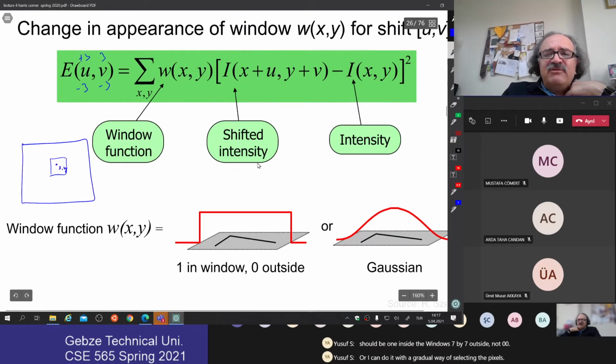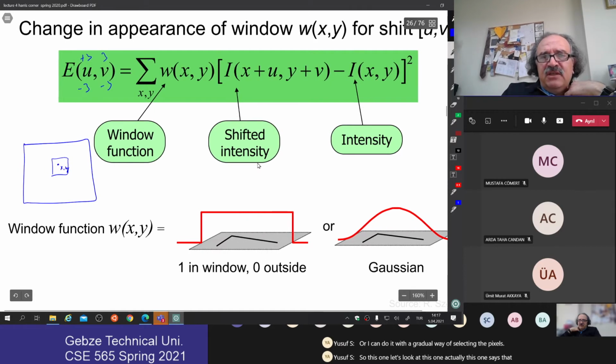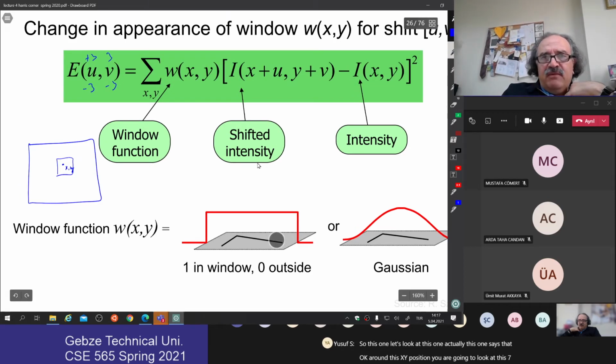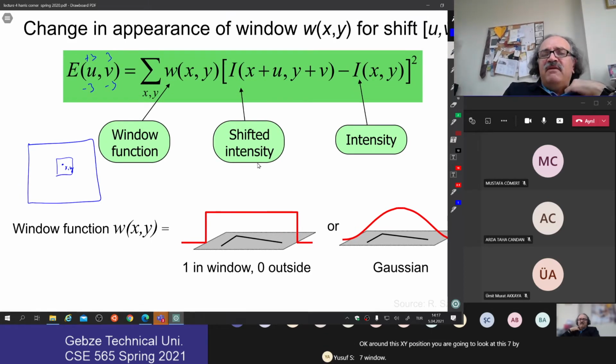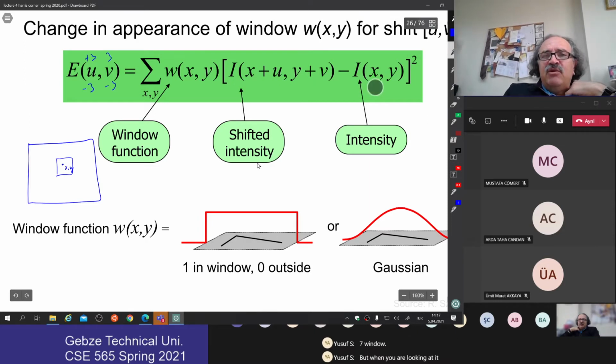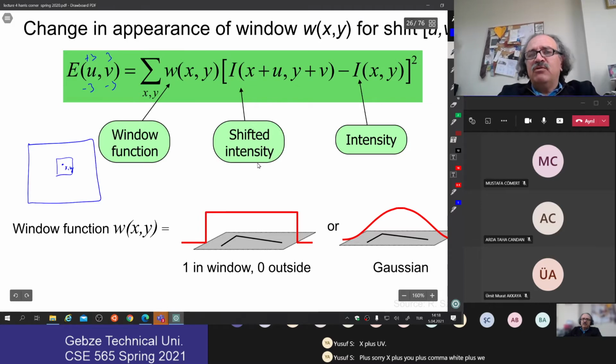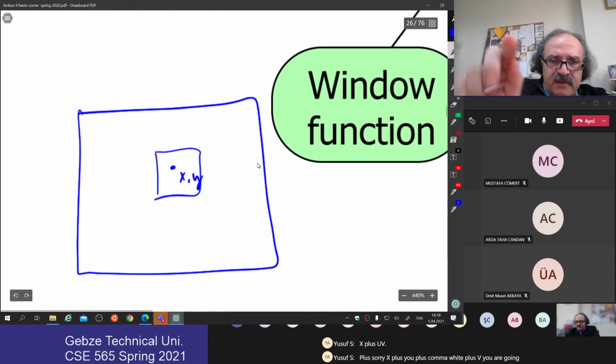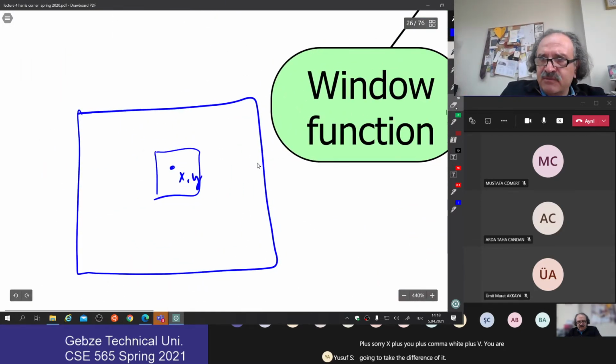So this one, let's look at this one actually. This one says that, okay, around this XY position, you are going to look at this 7 by 7 window. But when you are looking at it, you are going to subtract X plus U, comma, Y plus V. You are going to take the difference of it. So in effect, it comes to this.